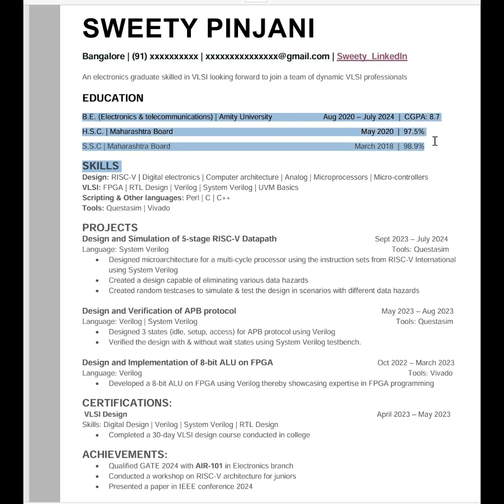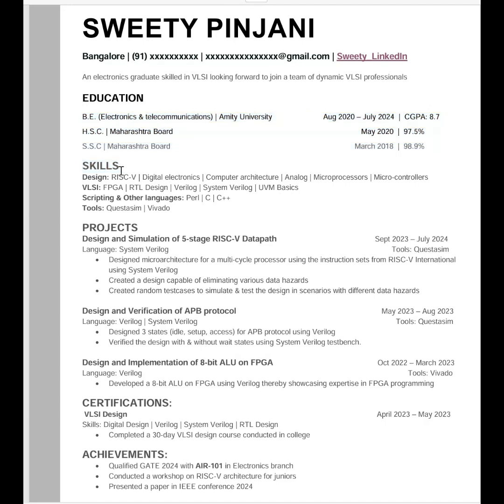So here, if you see, within 3 lines, I have covered BE, which is bachelor's, then HSC as well as SSC marks, the year of passing, percentage or CGPA. All this is covered in minimum space.